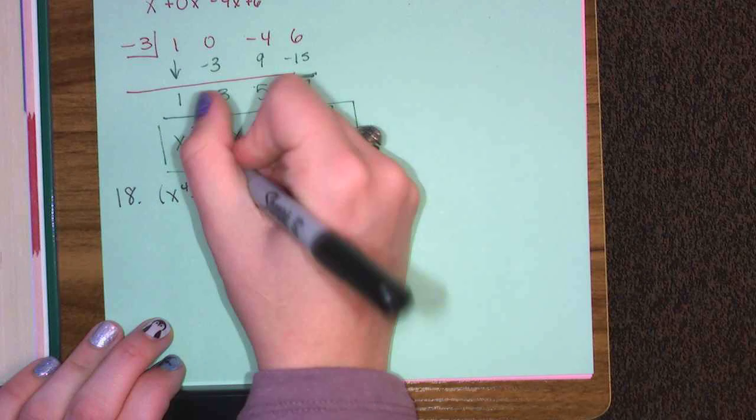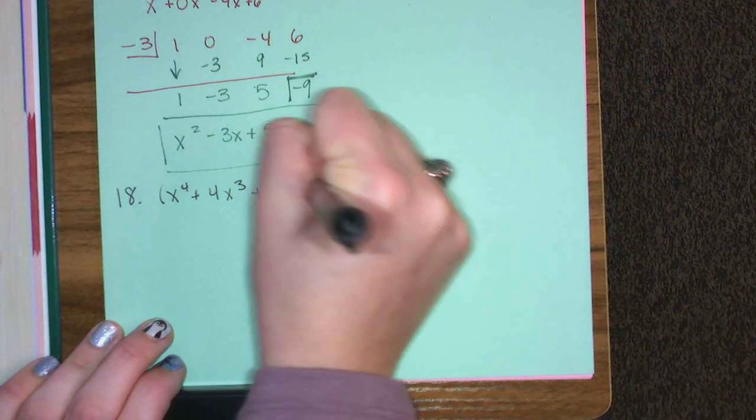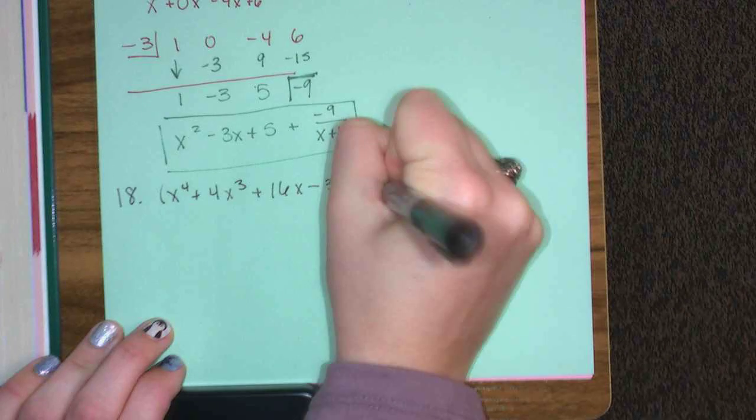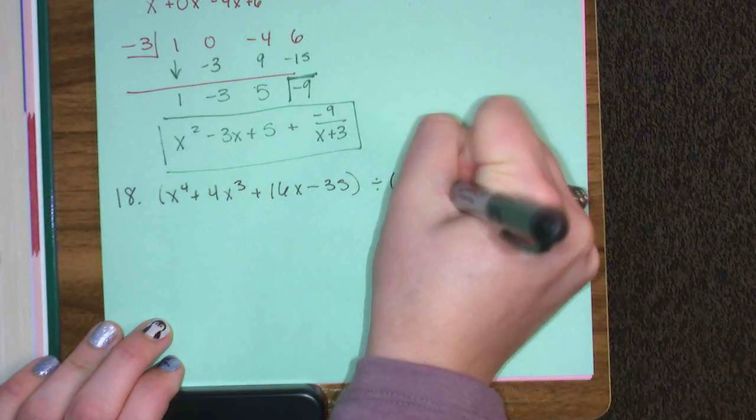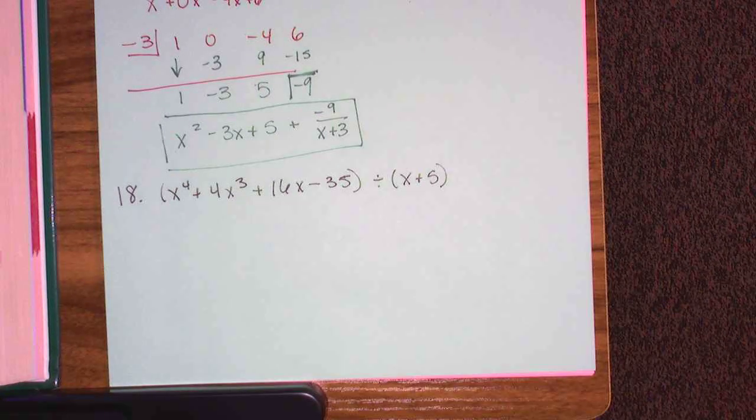Alright, x to the 4th plus 4x cubed plus 16x minus 35 divided by x plus 5. You're going to do this one on your own paper, so try that one.